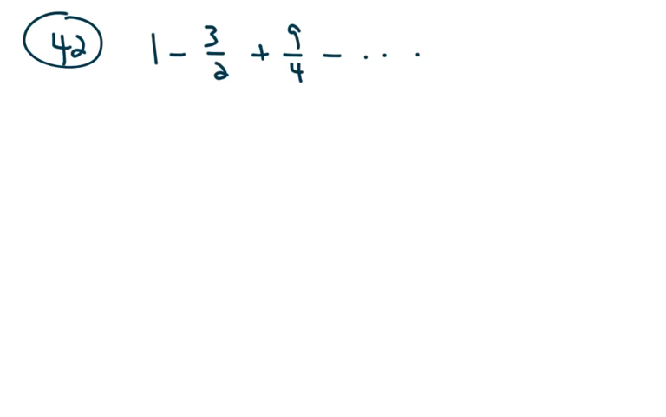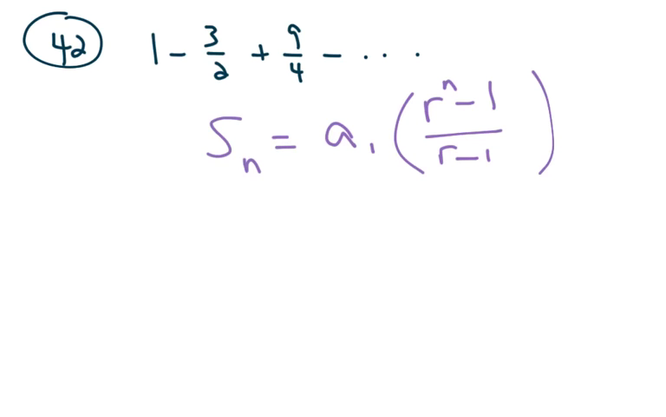In 42, we want to find the sum of the first 10 terms of this sequence. If I don't tell you if it's arithmetic or geometric, one of the ways you can tell really fast is I want you to notice that it's alternating signs. If it switches between positive and negative, it's geometric. So the sum of the first n terms in a geometric sequence is a sub 1 times r to the n minus 1 over r minus 1. So first let's find the common ratio. The common ratio is the second term divided by the first term, which is negative 1.5. So we're multiplying by negative 1.5 each time.